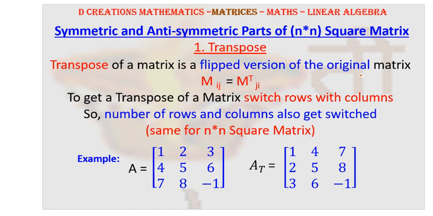And similarly, the second row from matrix A becomes the second column for the transpose, and the third row of matrix A, namely the elements 7, 8, minus 1, become column elements in the transpose, the third column, 7, 8, minus 1. So this is the idea about transpose, where you switch the rows and columns.